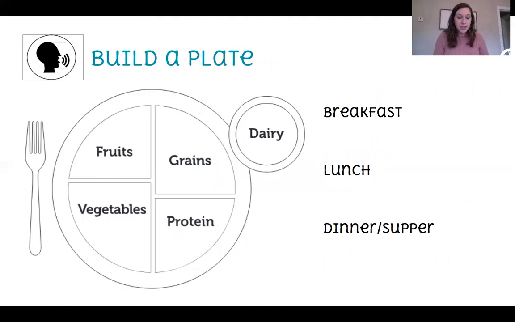Okay, here's the last part of our lesson. We are going to build a plate. So if you have a paper plate, you can use it now. If you don't have a paper plate, I want you to draw the plate that you see on your screen just the way that it looks. So I'm going to draw on my plate, and I want you to draw on your plate or paper.